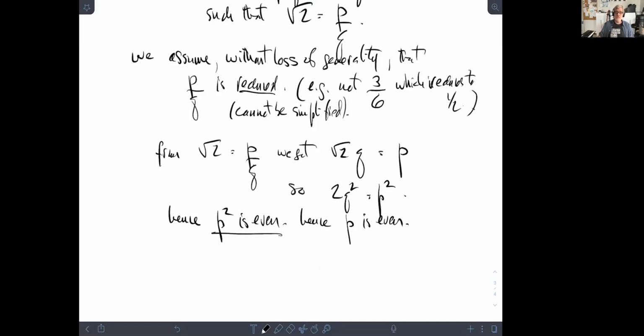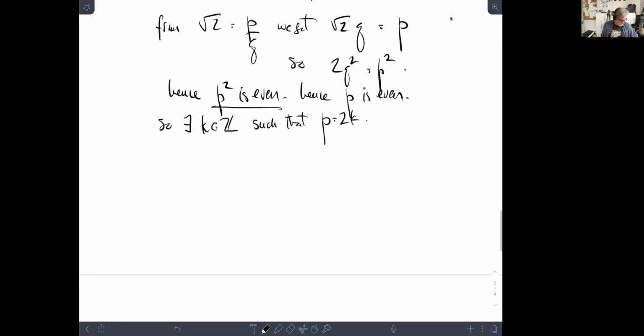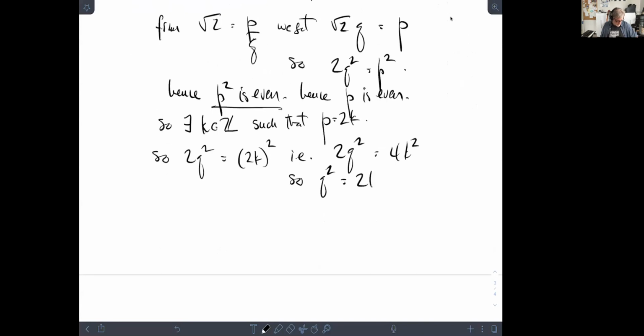So if p is even, it means it is twice some integer. So there exists some integer k such that p equals 2k. I'm going to replace that in my equation. So 2q squared equals (2k) squared, which is the same as 2q squared equals 4k squared. I can divide by 2 both sides. So q squared equals 2k squared.